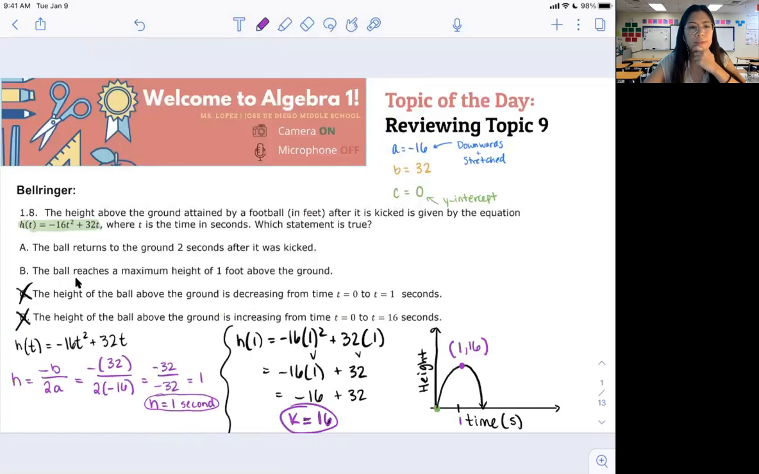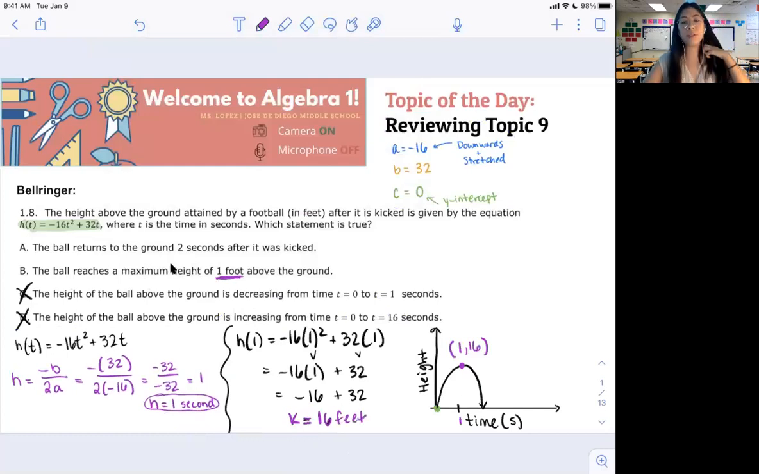Yes. Read it carefully. No. B is supposed to be the ball reaches a maximum height of 16 feet above the ground. Yeah, careful with the units. It's not 1 foot, it's 1 second. It's 16 feet. So B had it backwards. 16 feet. So you've got to be super careful.